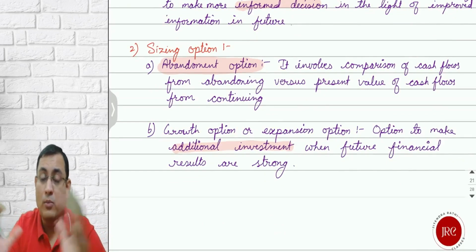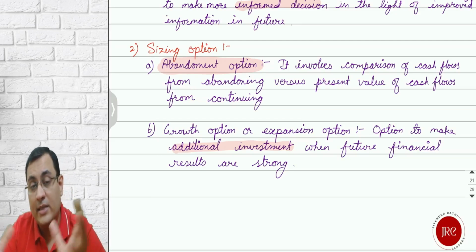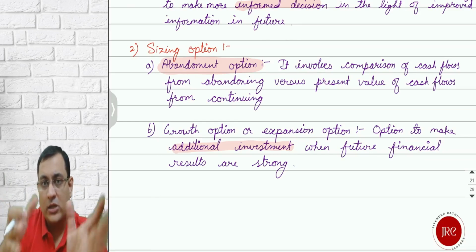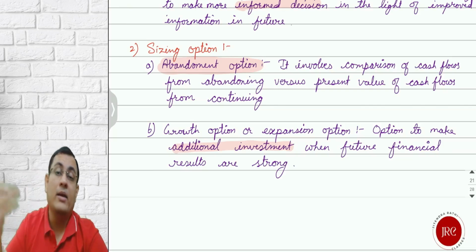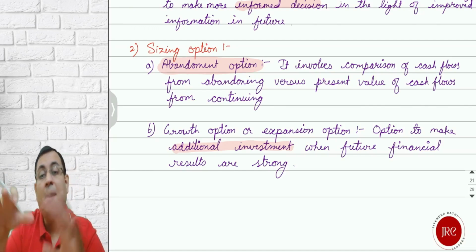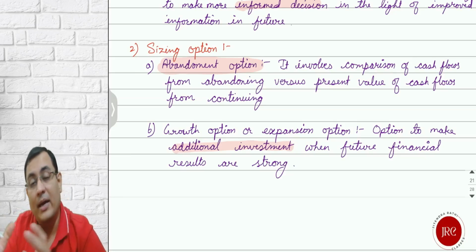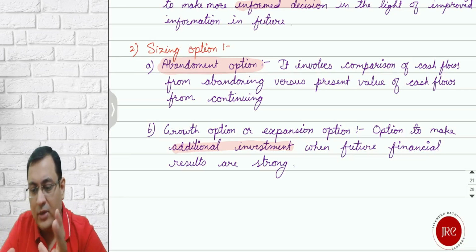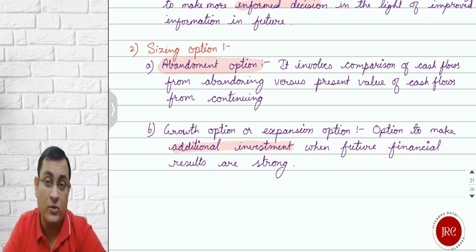Number 2, sizing option. Sizing option includes both types of option, increasing the size and decreasing the size. So first is decreasing the size, that is abandonment project. If the future cash flows by continuing the project are less than the cash flow we are going to get by abandoning the project, or in fact if by running the project we will get a loss and by abandoning the project we will get 0, then it's better to go for 0, at least to reduce the losses. So abandonment project involves comparison between the present value of cash flows from abandoning and the present value of cash flows from continuing the project, and whichever is higher will be opted.